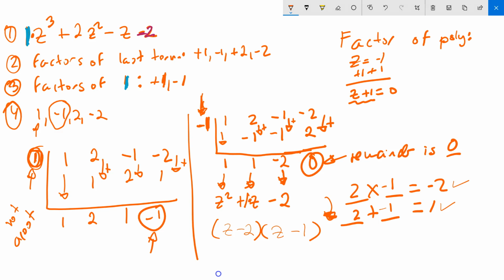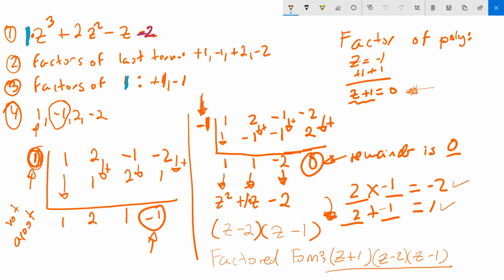So the other factors of the polynomial come from factoring the quotient. The factored form overall is a factor from the root up here. This is the factor from the root where I've just drawn the arrow, that's z plus 1. And then the factors from doing z squared plus 1z minus 2. So those factors are z minus 2 and then z minus 1. So the final factored form according to this process of the polynomial is z plus 1 times z minus 2 times z minus 1 again.